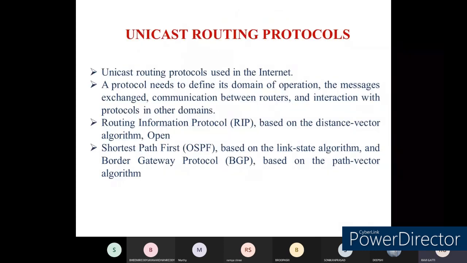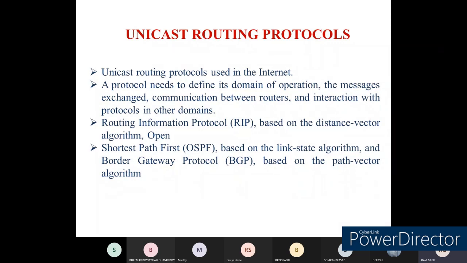So the next one is the unicast routing protocol. So what do you mean by unicast routing protocol? As I said, the unicast routing protocol is what you are going to use in internet connectivity. So with the use of this unicast internet connectivity, we are able to establish larger domain networks. Therefore, such a type of routing protocol we call a unicast routing protocol.